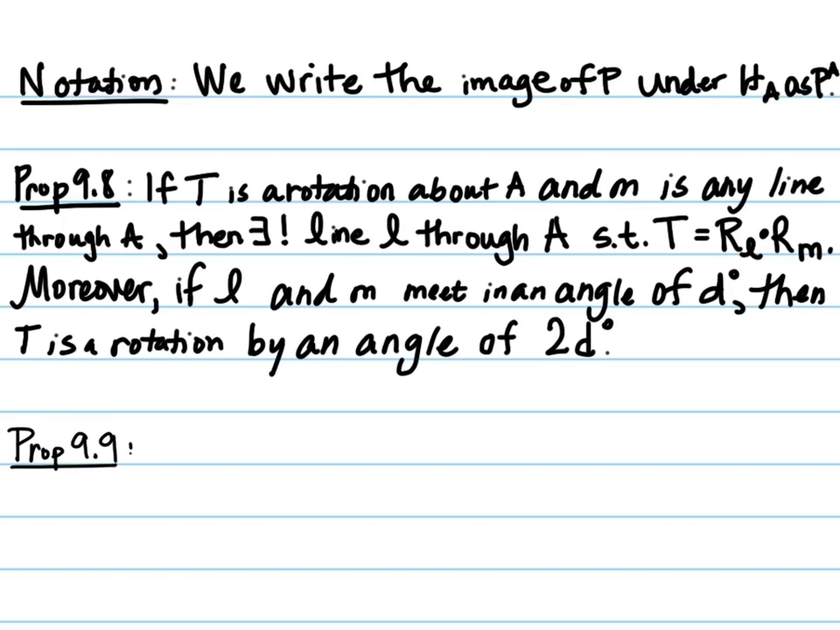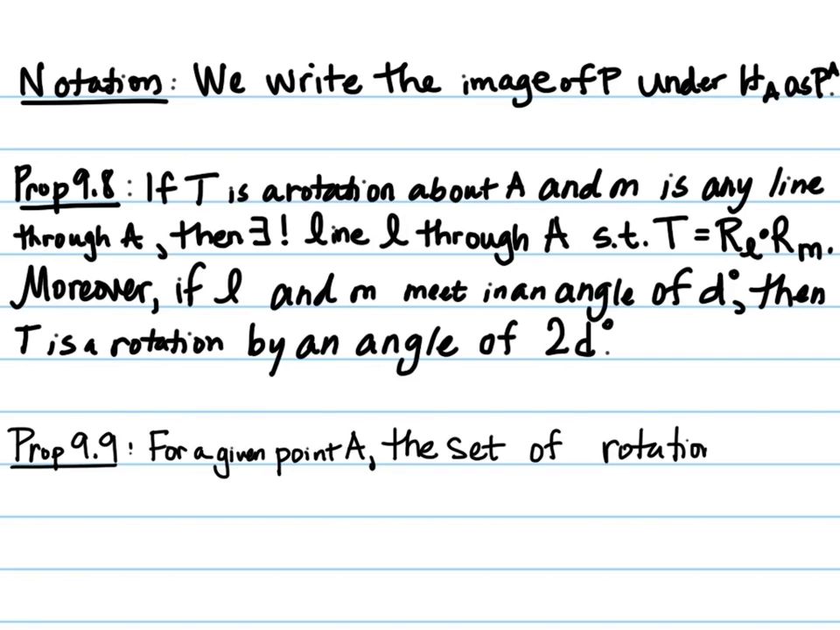Proposition 9.9. For a given point A, the set of rotations about A is a commutative group.